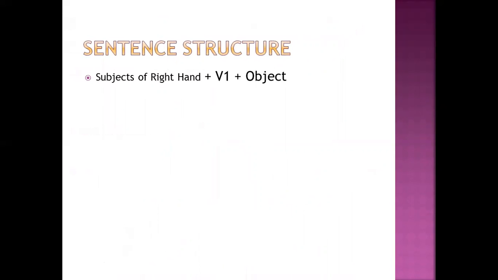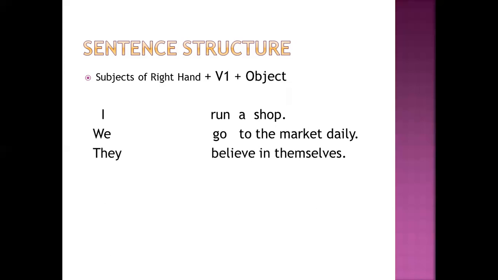Now, we are going to make sentences according to this structure. First we will be making sentences based on the right-hand subjects. And we know they were I, we, they, you, and plural subjects. So subjects of the right hand plus verb first form and object. I, that is the subject of the right hand, verb first form, run, and the object is a shop. We go to the market daily. They believe in themselves. You work hard.